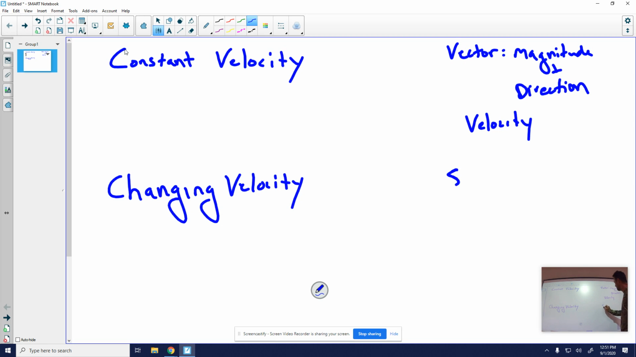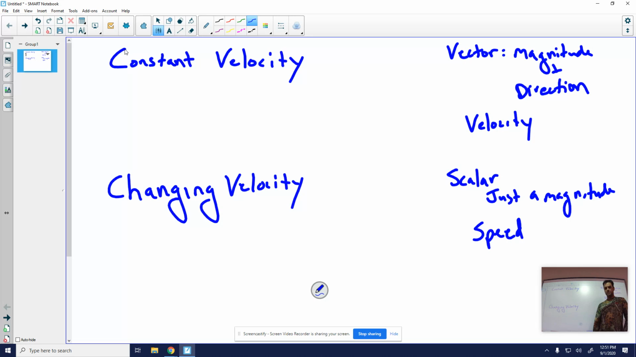Okay, there's another type of quantity called a scalar, and that would be like speed. A scalar is just a magnitude, just a number. Magnitude is a word for how big a number is. So scalars are just a number, and that would be like speed. We don't care about the direction when we're talking about speed.